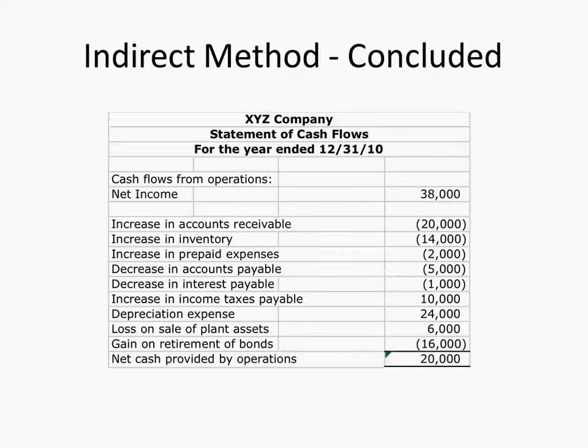So what you do is you look at the current assets, you take your net income, you adjust for the changes in your current assets and current liabilities, and then you remove the items that had a non-cash effect on your net income.